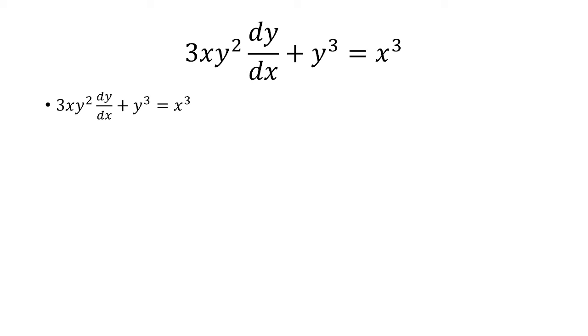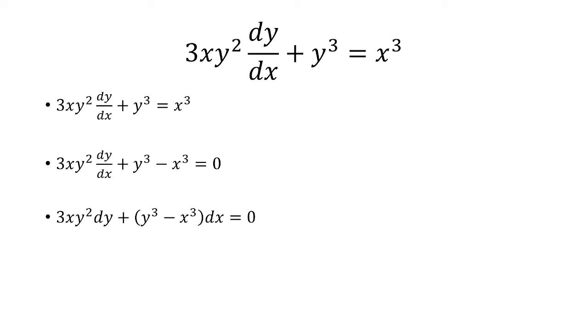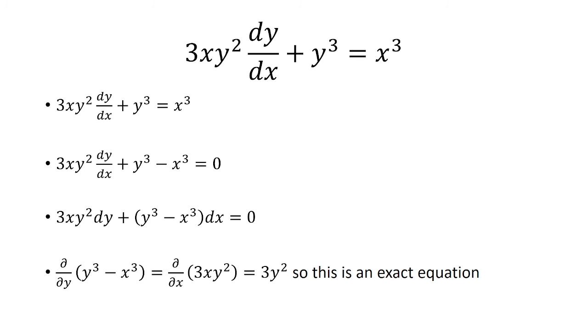Now let's look at the second method. The second method is just using exact equations. So let's subtract both sides by x cubed, multiply by dx, and now take the derivative of y cubed minus x cubed with respect to y. And that's the same thing as taking the derivative with respect to x of 3xy squared. They're both equal to 3y squared, so we get an exact equation.